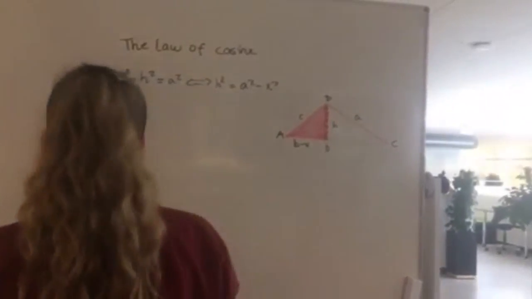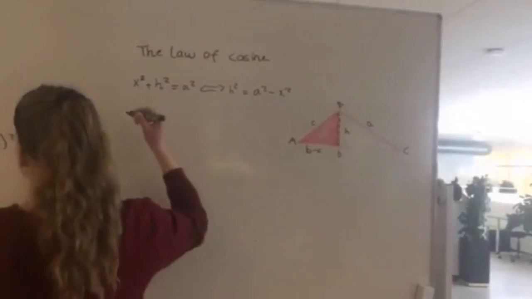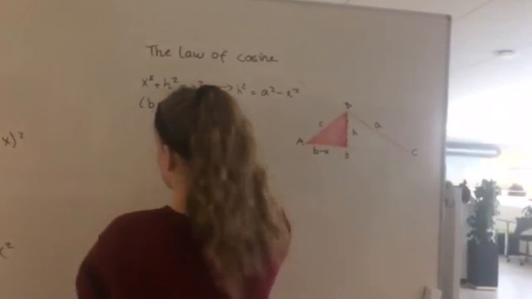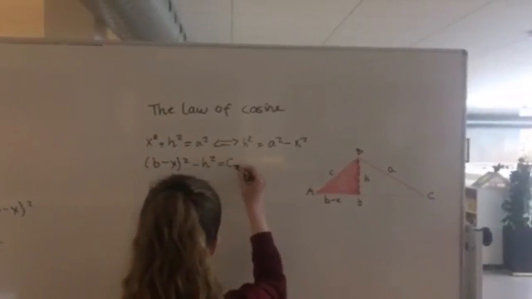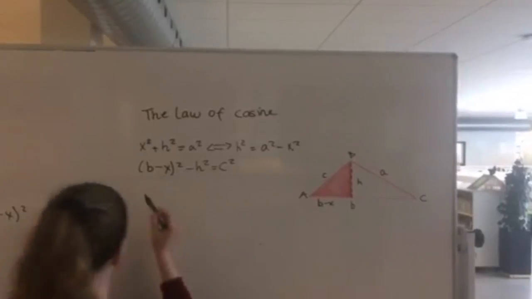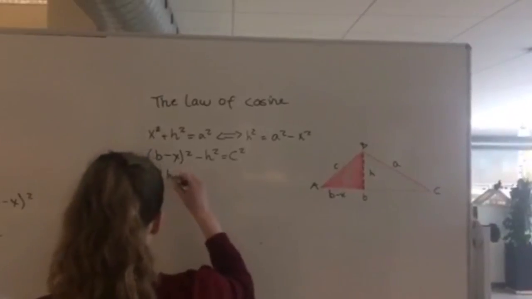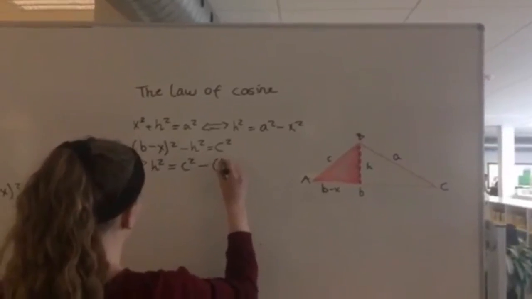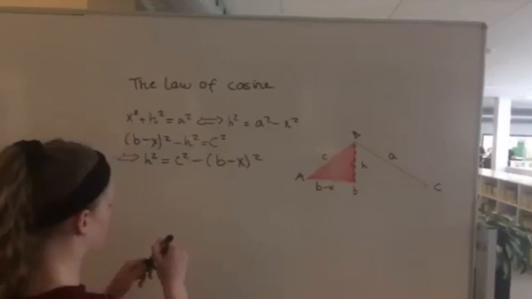And then for the red triangle, this one was for the white triangle, and then for the red triangle, the formula is b minus x to the power of 2 plus h to the power of 2 equals c to the power of 2, which is the same, and we're going to continue down here. It's the same as h to the power of 2 equals c to the power of 2 minus b minus x to the power of 2.